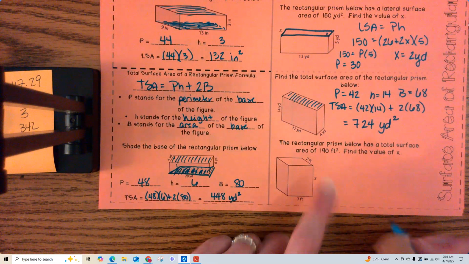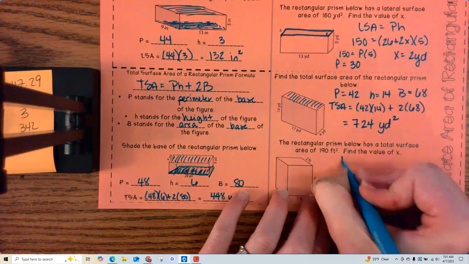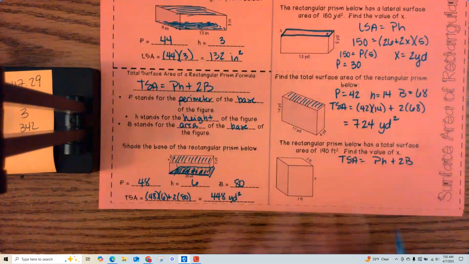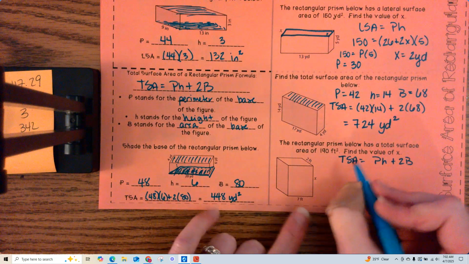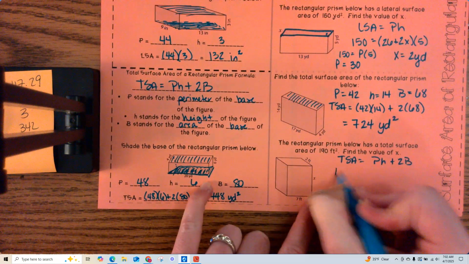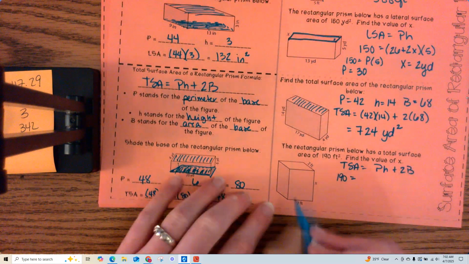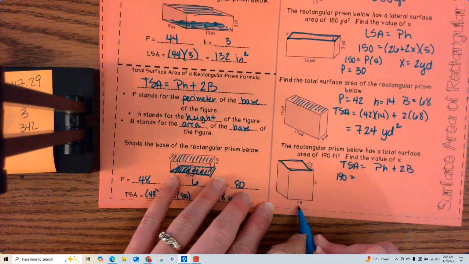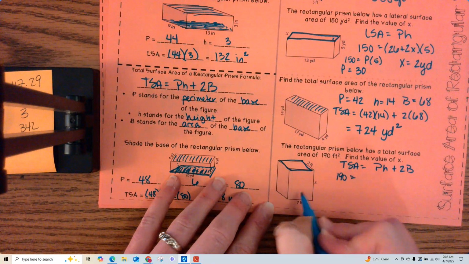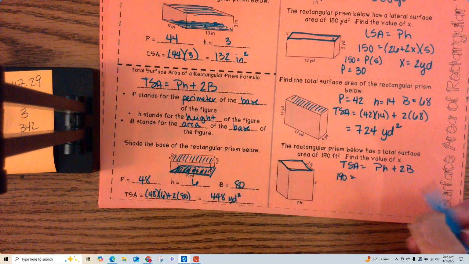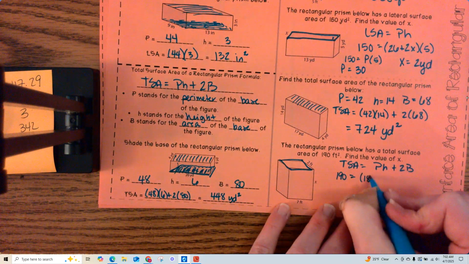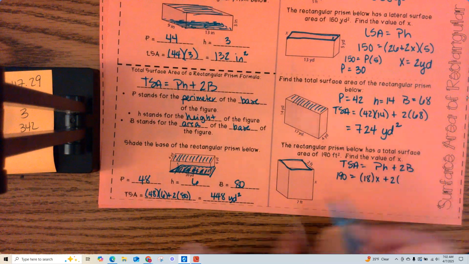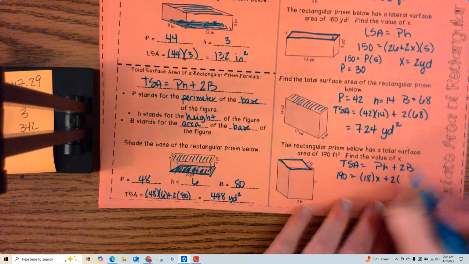Working backwards, let's fill in what we know. So total surface area equals perimeter times height plus 2 times big B. All right, total surface area is 190. Perimeter of the base, so if we call this our base, we can find that because we know both sides, 7 and 2. So 7 and 7 is 14, plus 4 is going to be 18. What we don't have is the height, but we can find the area of the base. 7 times 2 is 14.